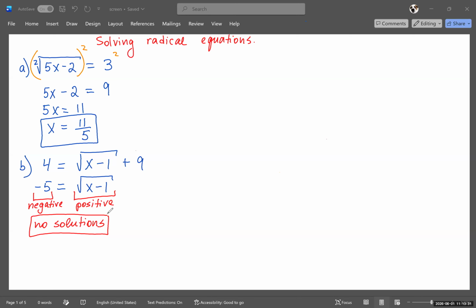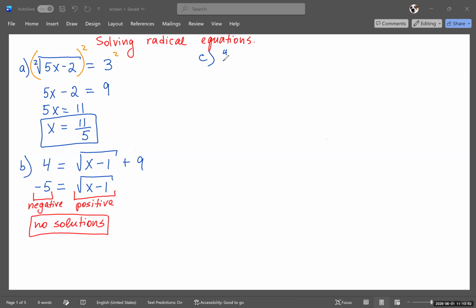That is going to be true for any even radical on the left-hand side or the right-hand side. Even radical equals a negative number, you will have no solutions. Let's try another example.